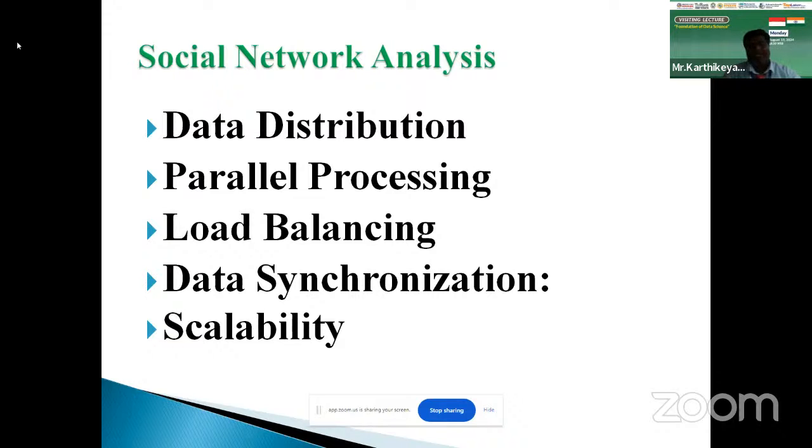The last key point is scalability. As the network grows, additional servers can be added to handle the increasing data, load and user activity, allowing the system to scale dynamically. This is scalability. All these key points enable social networks to deliver a seamless user experience even as they grow and evolve.